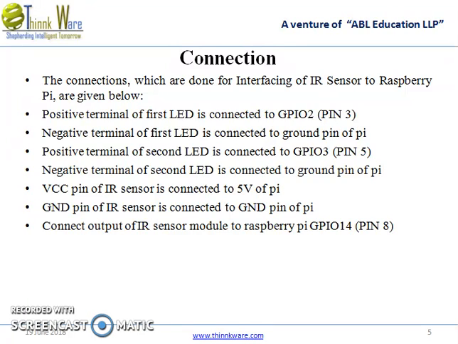VCC of IR is connected to 5 volt of Pi and ground of IR is connected to ground of Pi. Connect the output of the IR sensor module to Raspberry Pi GPIO 14, pin 8.